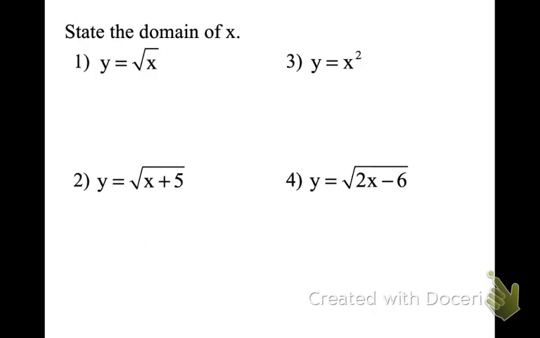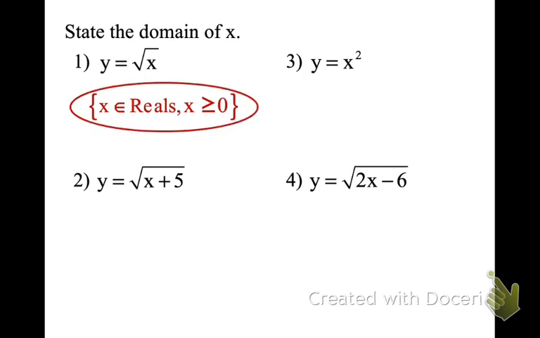All right, when we're stating the domain of x, now we're going to mix it up. We have a radical, so the radical rule is you can't have a negative under there. So we have to say x is an element of the reals, and x has to be greater than or equal to 0. It can equal 0. It can't be negative. X is greater than or equal to 0.